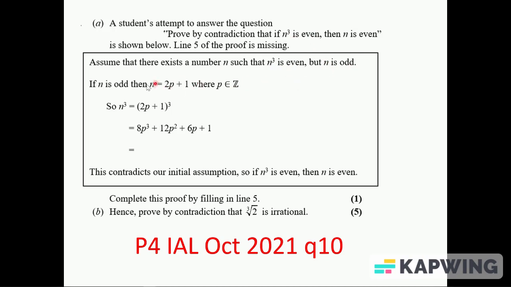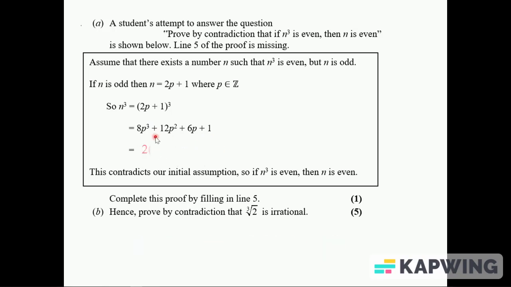the opposite of that. So if n is odd, then we can write it as 2p plus 1. And if we cube that and expand it out, we get this. The missing line, well, we need to write this as an odd number. So it's like 2 lots of this. So this is an even number because it's 2 lots of something, then plus 1, which is odd, and that's the missing line. And then that does contradict our initial assumption because we've got an odd number where we thought it was going to be even. So that's 1 mark.